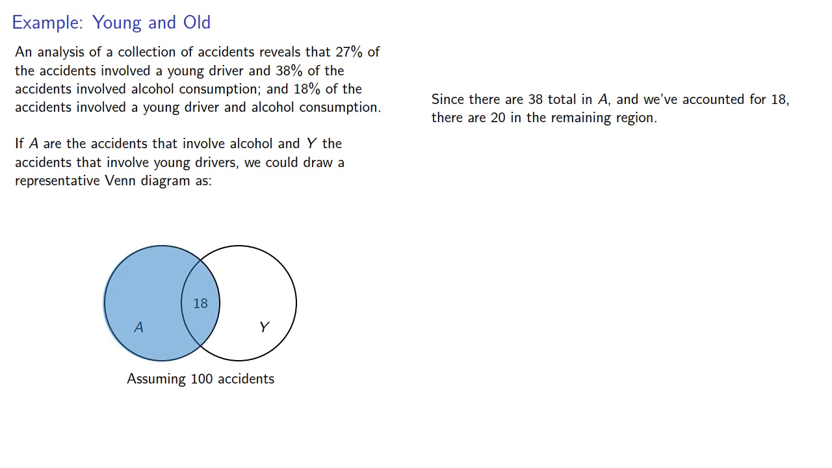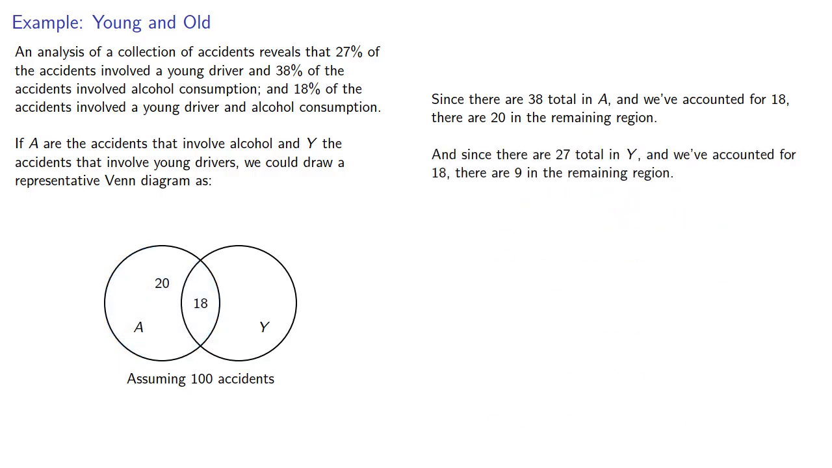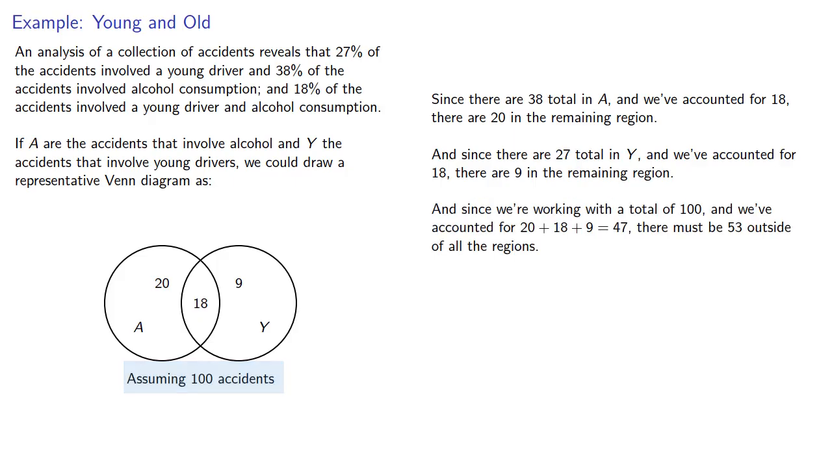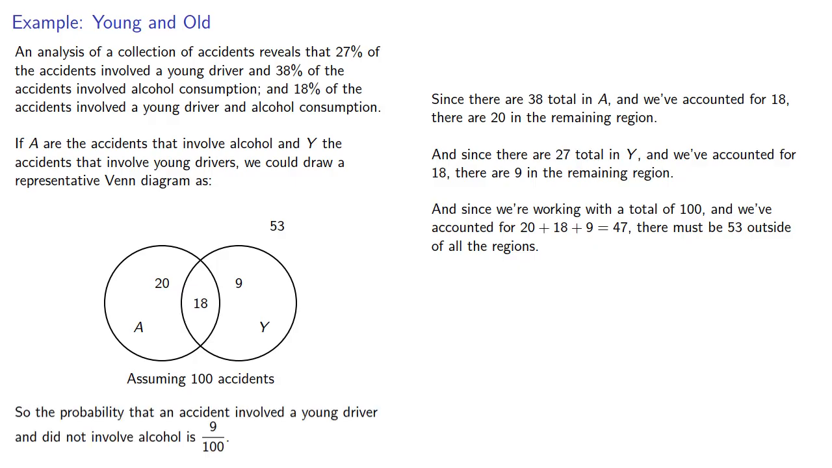Now, since there are a total of 38 in A, and we've accounted for 18, there are 20 in the remaining region. And since there are 27 total in Y, and we've accounted for 18, there are 9 in the remaining region. And since we're working with a total of 100, and we've accounted for 47, there must be 53 outside of all the regions. And now we can use our frequentist interpretation to find probabilities because we know our sample size. In this case, the probability that an accident involved a young driver and did not involve alcohol is 9/100ths.